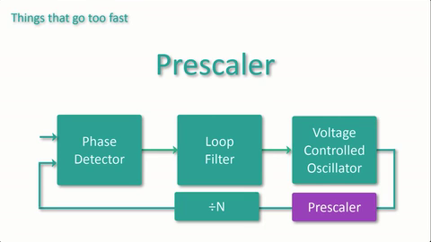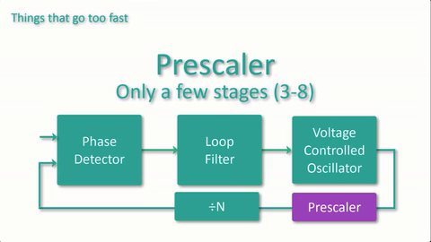Now, a prescaler is a specialized block that most frequently uses a bipolar logic family that can run at the gigahertz rates we want. The prescaler typically works with a fixed divider and usually is just a few stages, often between 3 and 8 divide by 2 flip-flops, to give a prescaler divide ratio of 8 to 256.